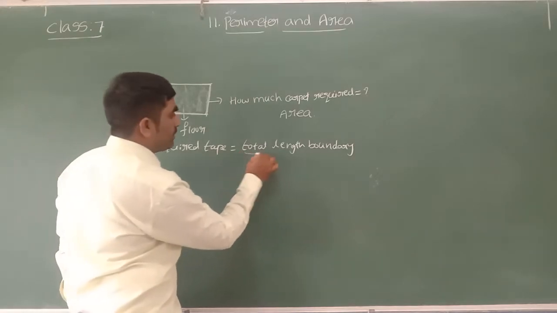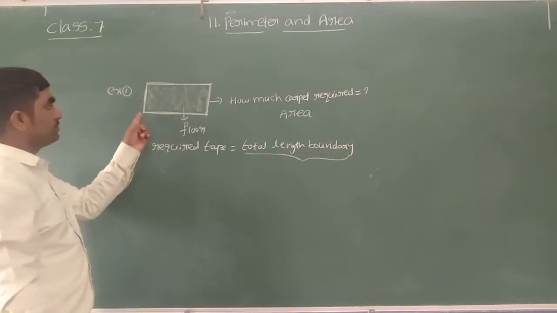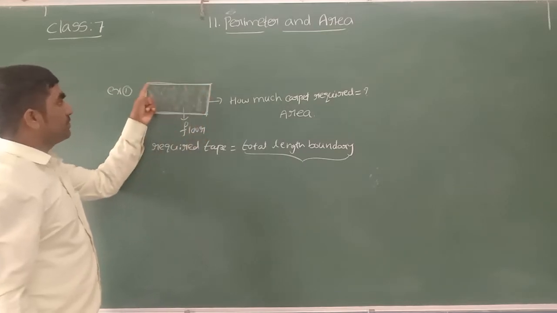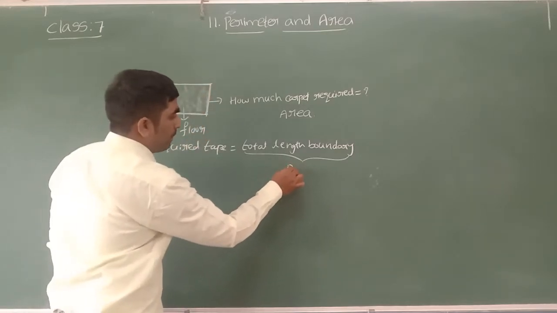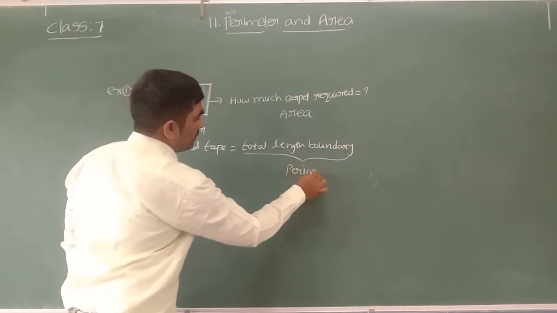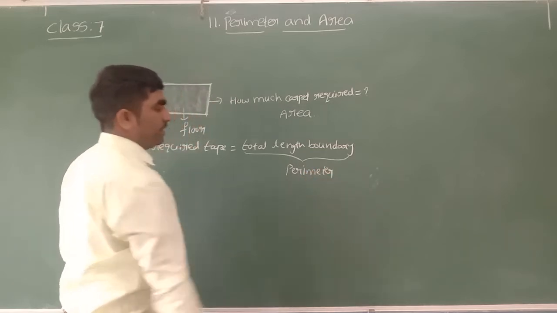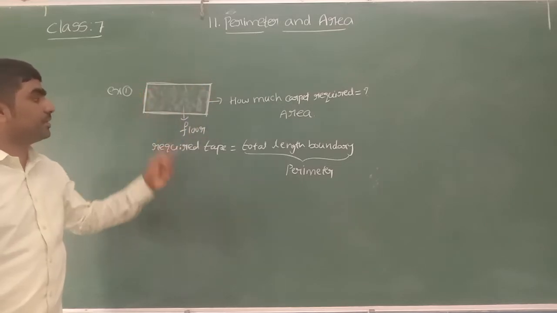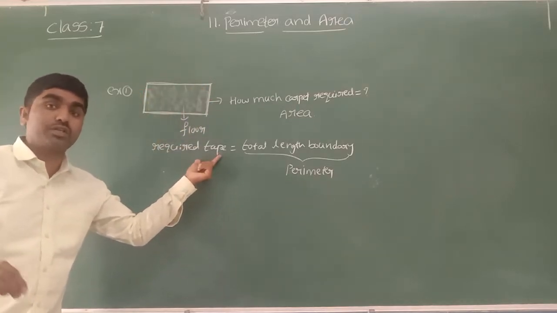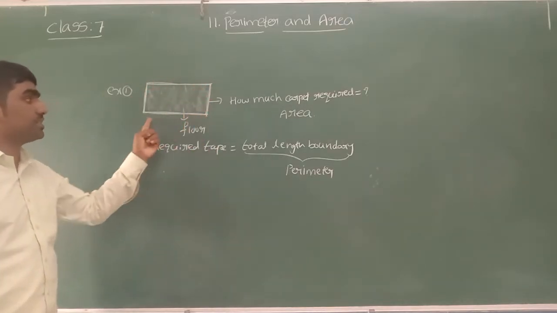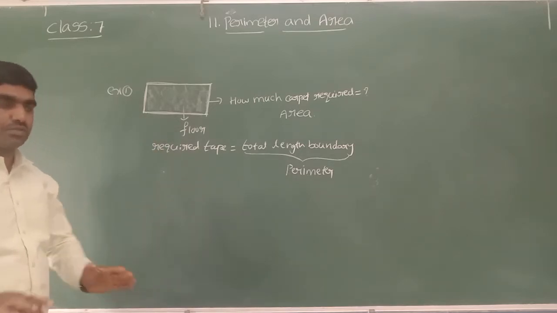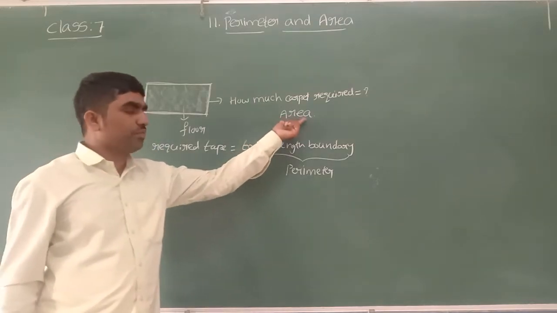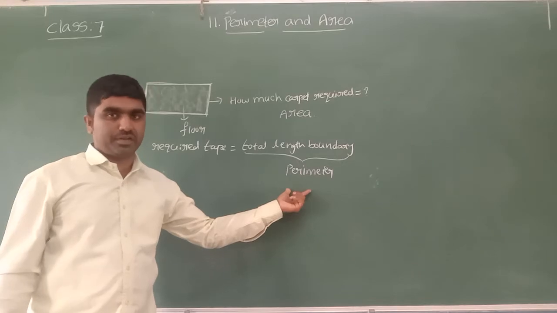Now what do we call this total length of the boundary? The total length of the boundary is called perimeter. So you find the perimeter. However much perimeter we get, that much tape we will purchase, so that we can cover these boundaries with tape. So this is the meaning of area and perimeter.